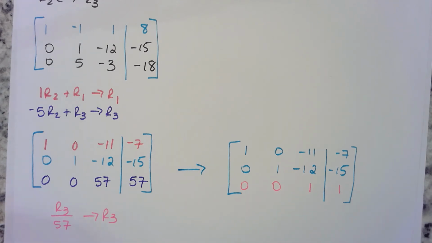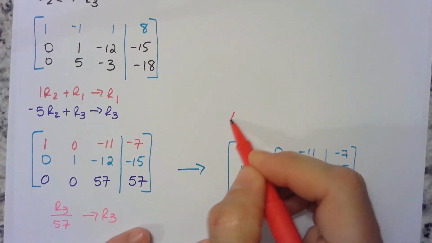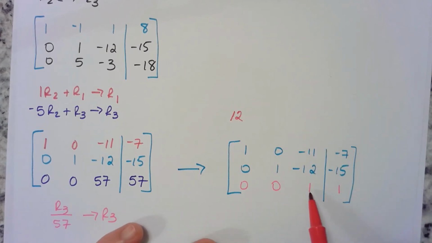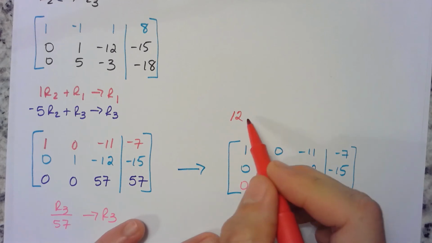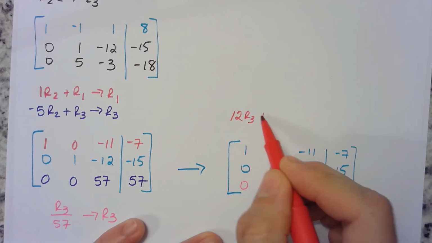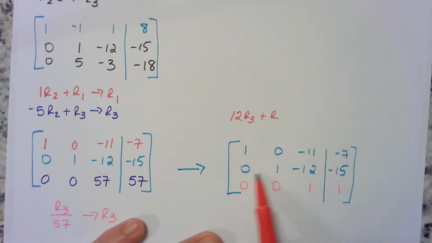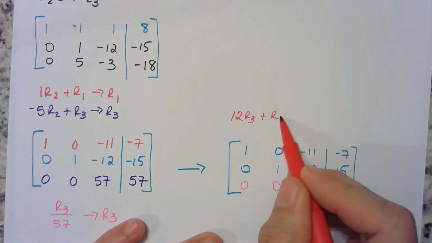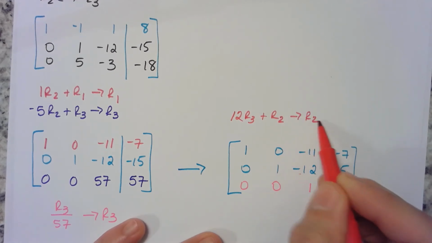For the next step, I need both of these to be 0. So let's look at row 2. What do I add to negative 12 to get 0? 12. The one that I need is in row 3. So 12 times row 3 plus row what? So row 2 will give me a new row 2.